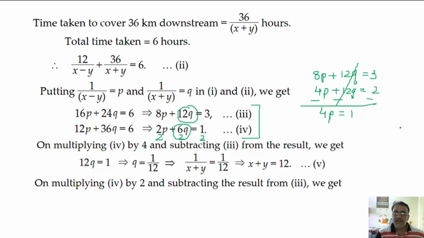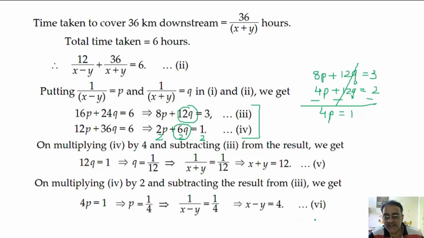Okay, that means P is equals to 1 by 4. What is P? 1 upon x minus y. That will be equals to 1 upon 4. So we'll get x minus y is equals to 4. Let it be equation number 6.